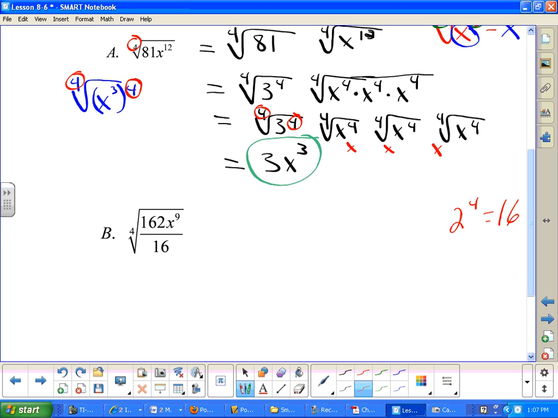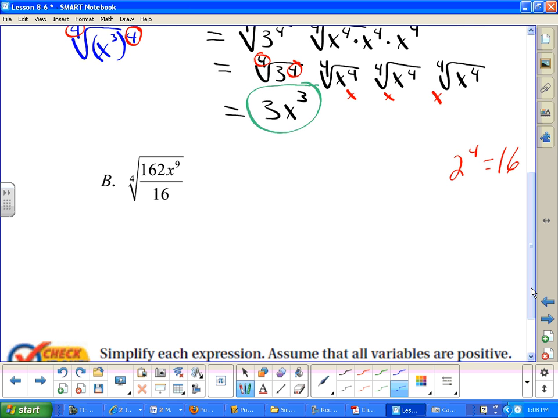Now, here's what we're going to do. We're going to take these and break them apart, the numerator and the denominator. In the numerator, 4th root of 162, 4th root of x to the 9th, denominator, 4th root of 16.